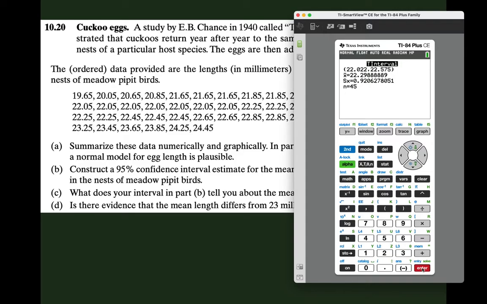And so here's the interval. It's about 22.02 to about 22.56. So it's almost the same, but notice it's a little bit wider. That's what you get from the t interval, because the t interval has those fatter tails, like I talk about in the video, which cause the critical t value to be a little bit bigger than what the critical z value would be.